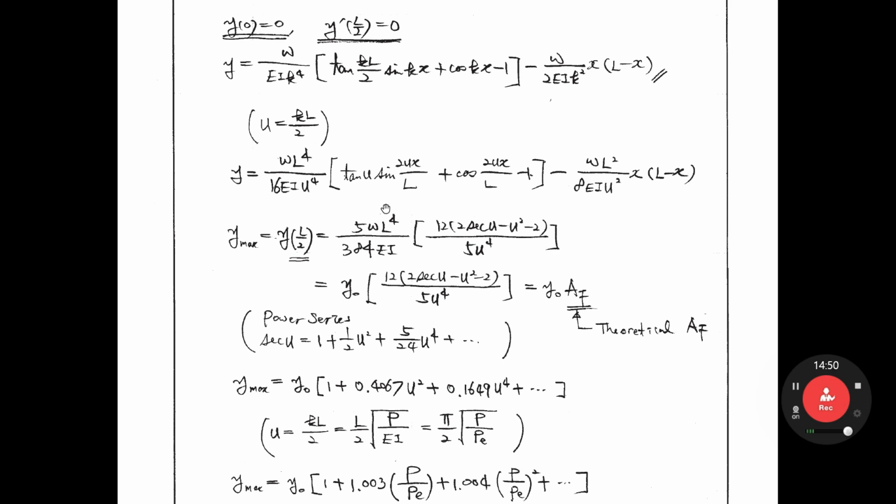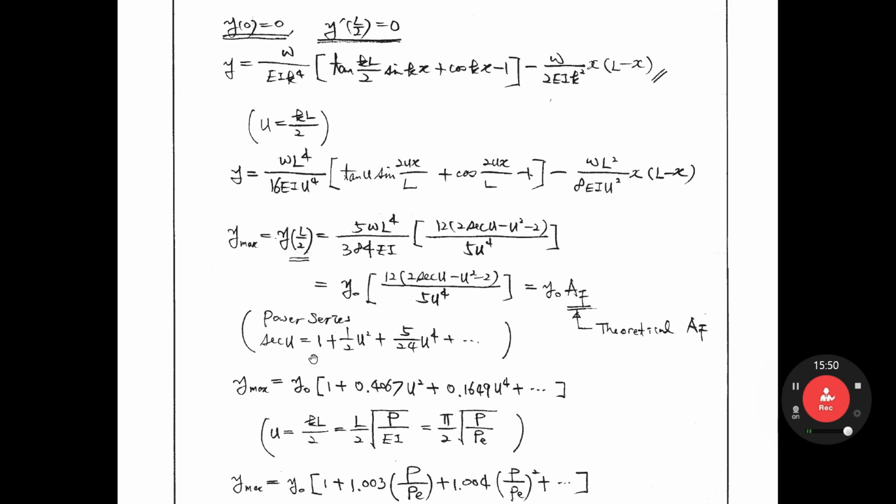Then let's look at this. 5 omega L to the fourth over 384 EI. What is this? That is first order deflection. Simply supported beam subjected to distributed load. Do you remember? You learned it from your undergraduate course, right? First order deflection. Then this term must be the amplification factor. So it results in second order deflection, okay? Second order deflection is equal to first order deflection times amplification factor. That is the amplification factor.